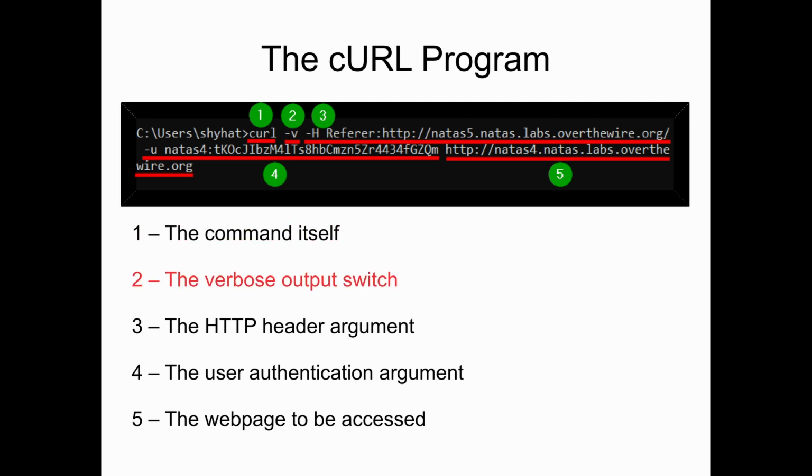The -v switch will provide verbose output. The -H argument allows us to provide an HTTP header. The -u argument allows credentials to be supplied along with the request. And the last argument in the command is the web page to which the web request will be sent.